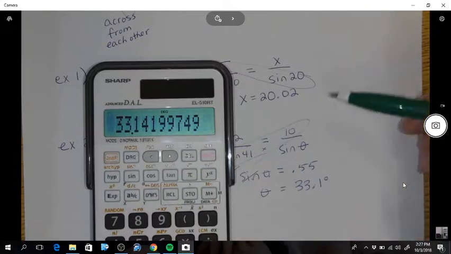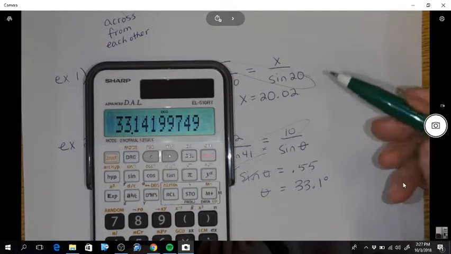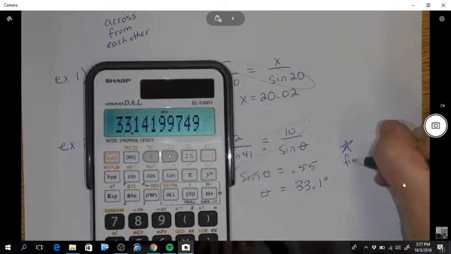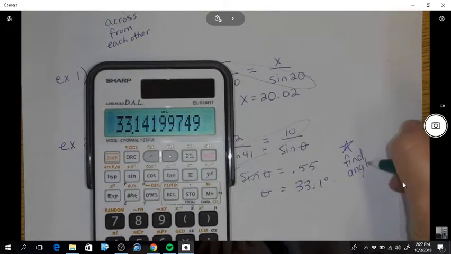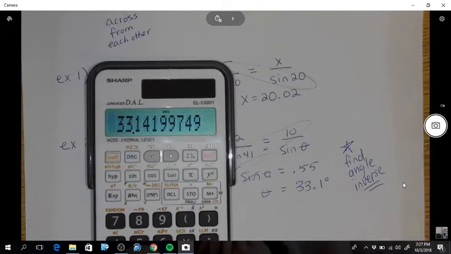Okay, sides you go to 2, angles you go to 1 decimal place. And this little rule, when you find an angle, you better be pushing the inverse. Okay, that's always going to occur. If you're ever finding an angle at the end, you're going to be using your inverse button.